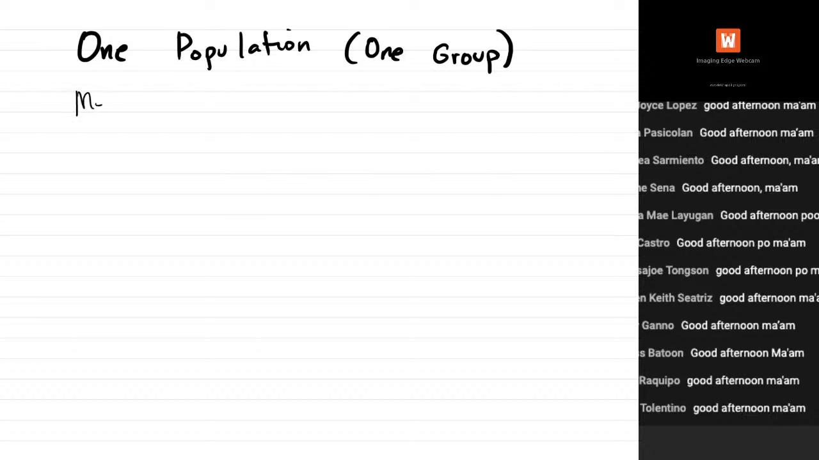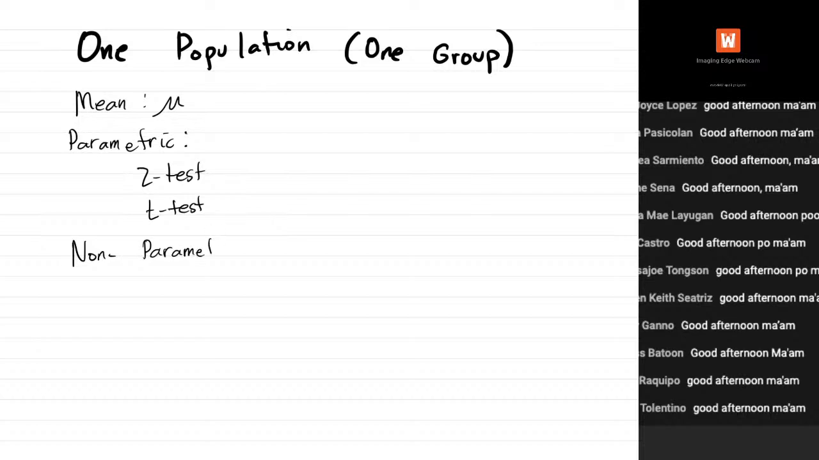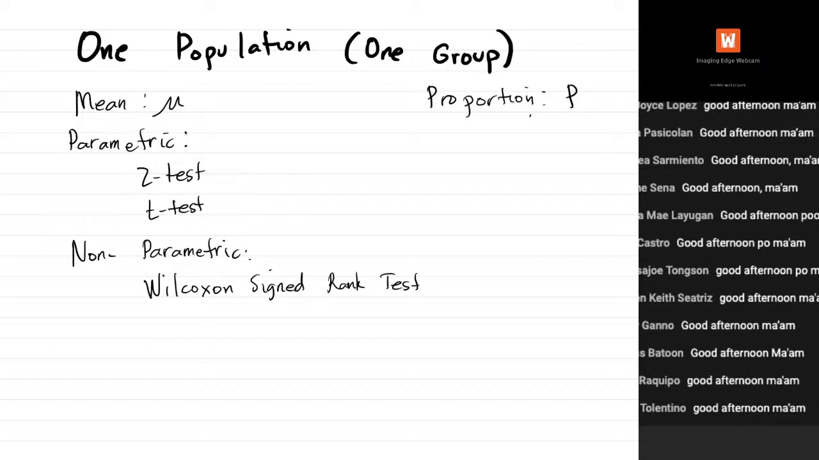When we speak of mean, okay, population mean, mu, parametric, we have z-test and t-test. And for non-parametric, we have the Wilcoxon signed rank test. Okay, so pag ang parameter of interest natin is the mean. Kapag naman proportion, okay? Proportion. If it's proportion P, then we have the approximate Z.